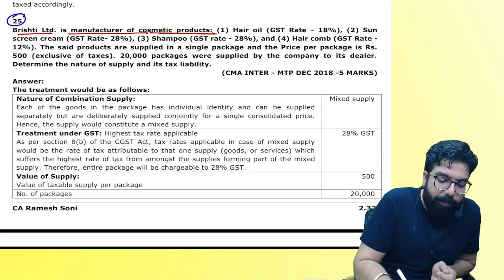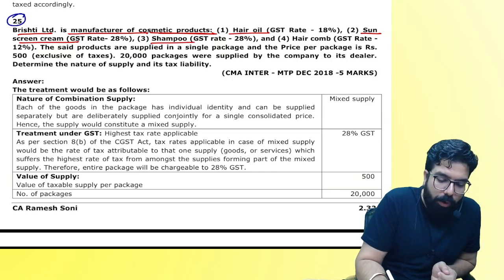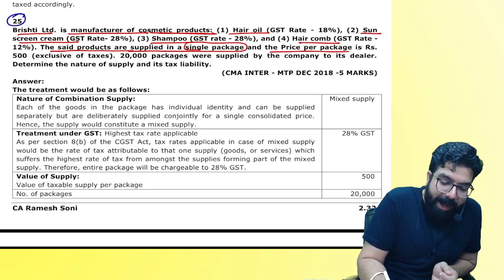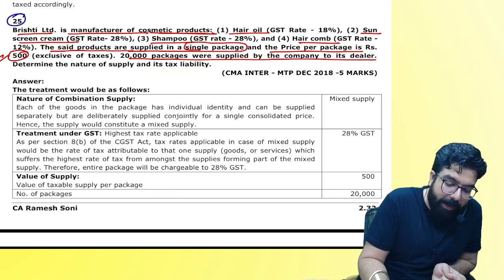Bristol is a manufacturer of what, everyone? They are selling cosmetic products: hair oil, sun cream, shampoo, hair comb. The products are supplied in a single package and the price per package is 500. Is it a single price? 20,000 packages were sold by the company. Determine the nature of supply.